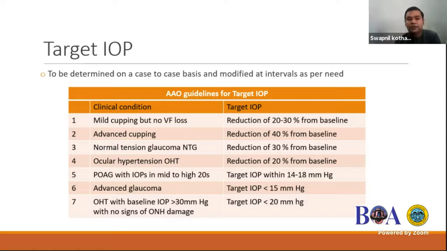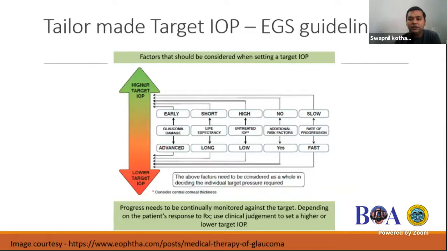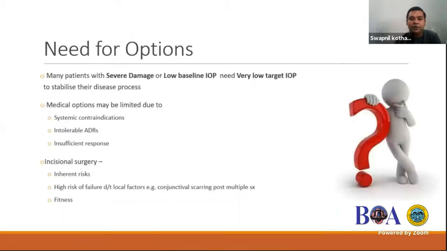Target IOP is basically the thing we plan to achieve, and it is determined on a case-to-case basis and modified at intervals as per need. We have different algorithms given by the AAO as well as by the European Glaucoma Society, which help us to tailor-make a target IOP for a particular patient.